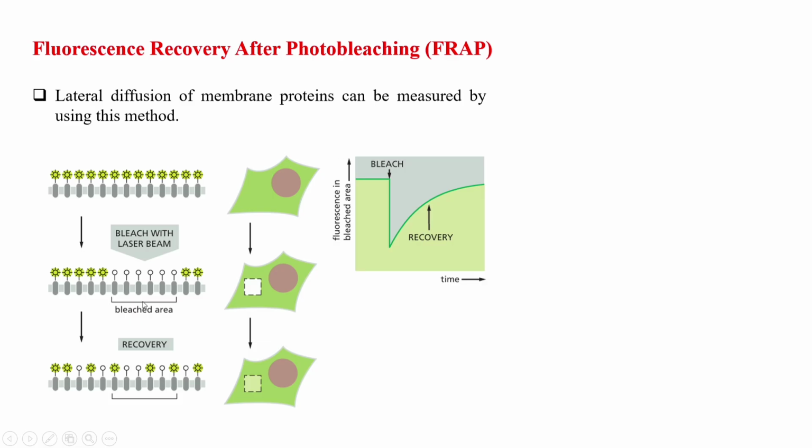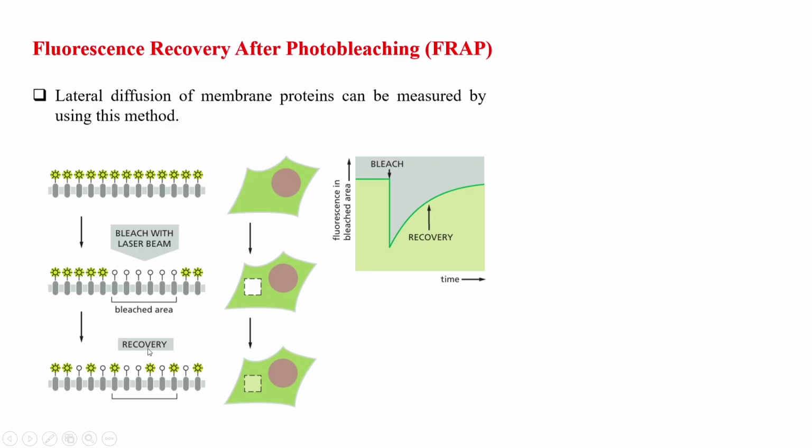Okay, so proteins are targeted with a particular antibody. This antibody is attached to a fluorescent dye. Now this fluorescent dye is bleached with the help of a laser beam. So one segment of the membrane is bleached with the laser beam. Now what happens if we give some time to the cell?